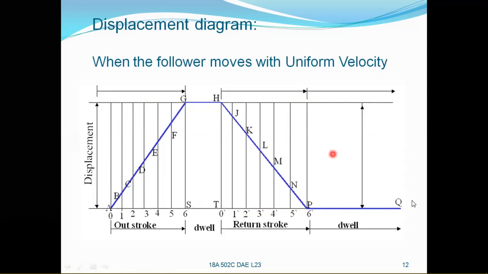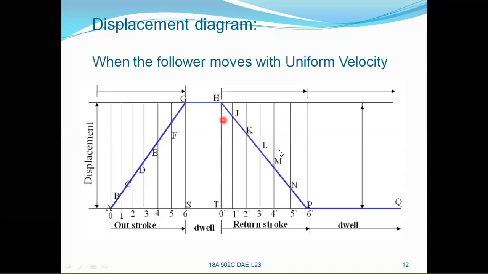Draw a rectangle completing the total 360 degrees and displacement, and draw projectors up to this at each point of the outstroke and return stroke, and join AG, because the follower is moving with uniform velocity and the slope must be constant, A to G, marking the points A, B. At one point it is cutting at B, and 2 point is cutting second projector at C, and third projector at D, and fourth projector at E, and fifth projector at F, and similarly sixth projector at G.